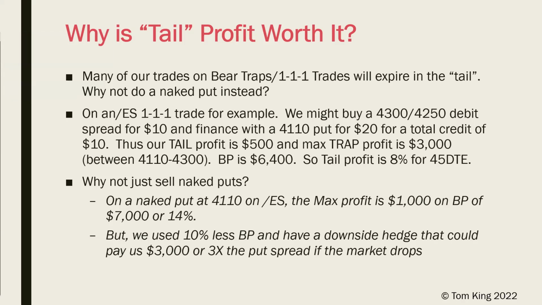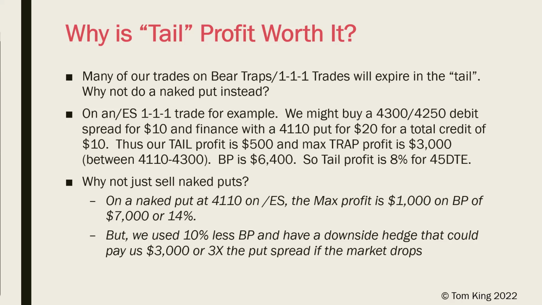If it falls into the trap, we keep not only the 500, but we get the full trap size, which is 50 wide times the 50 multiplier, which is $2,500. So 2,500 plus the 500 we took in gives you $3,000 in the trap. The buying power for this trade is 6,400. So if you end up in the tail, it's still an 8% profit in 45 DTE, which meets my criteria of needing at least 3% a month in return to put on a trade.